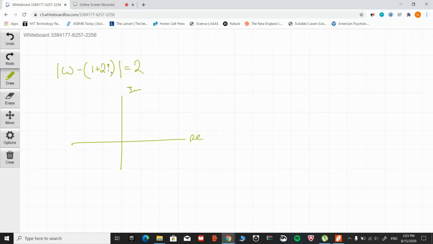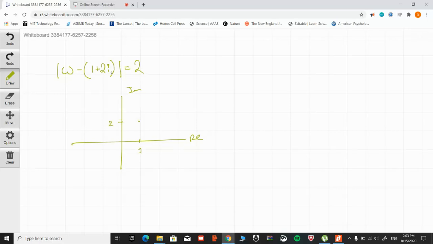Now, for that, you need to first understand this notation. It says that the distance between my missing complex number w, and again, this minus is just part of the format, the distance between my missing complex number w and 1 plus twice I, so 1 plus twice I, that is known to us, right? So 1 plus twice I is something we know.